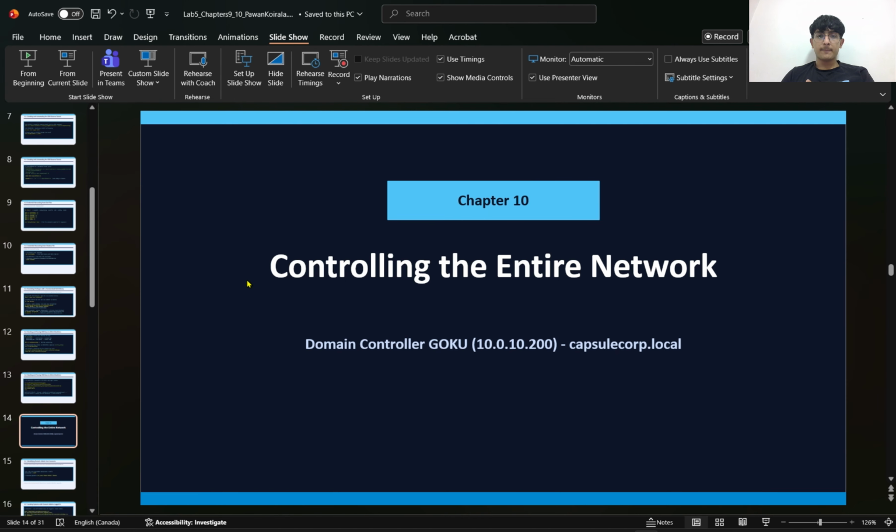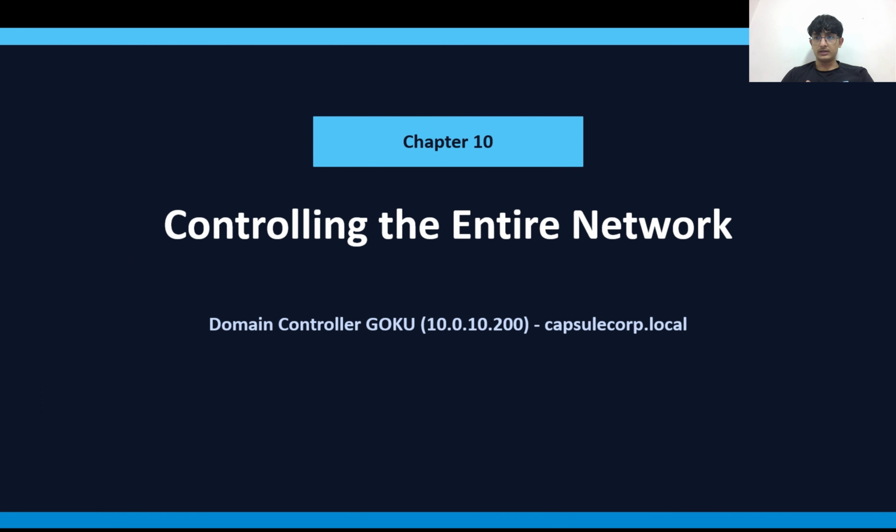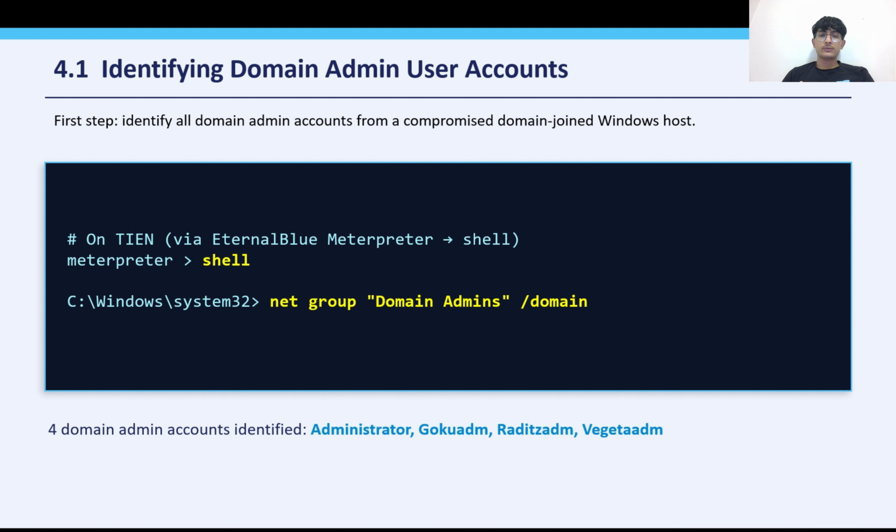Now for chapter 10, we're going to control the entire network. I'm going to explain everything now, and then I'm going to try each of them one by one. First thing we're going to do is list all the domain admins after we gain a shell to TN. So I got a shell to TN. Also, we did it in chapter 8. So from that, we see that administrator, Goku admin, Reddit's admin, and Vegeta admin are 4 domain accounts identified.